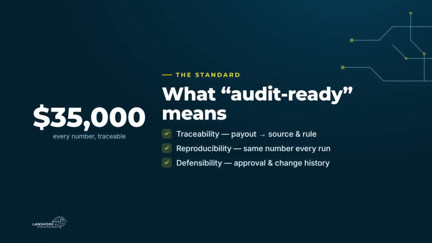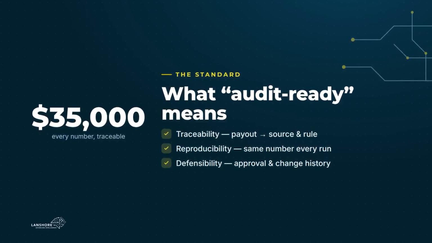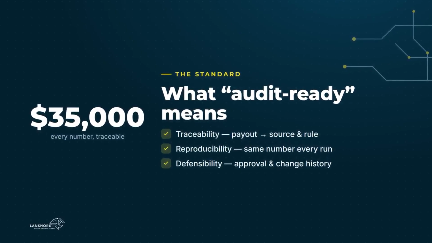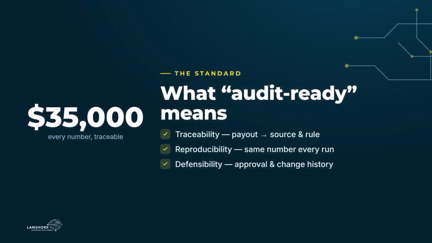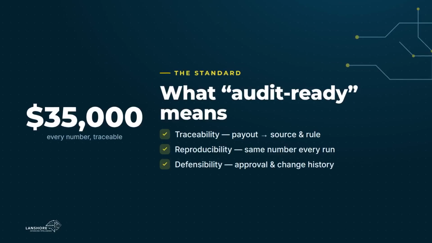Audit-ready compensation analytics means every number on a rep's statement can be traced in seconds back to the deal, the rule, the rate, and the approval that produced it. A simple test: your analytics are audit-ready if they pass 3 checks. Traceability: can you follow any payout back to its source data and the exact plan rules?